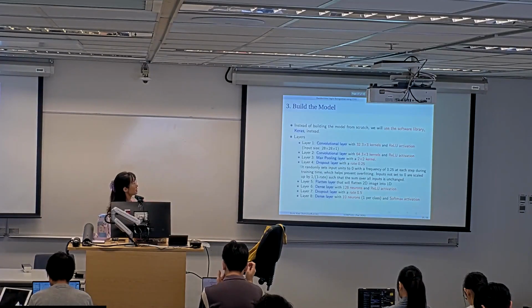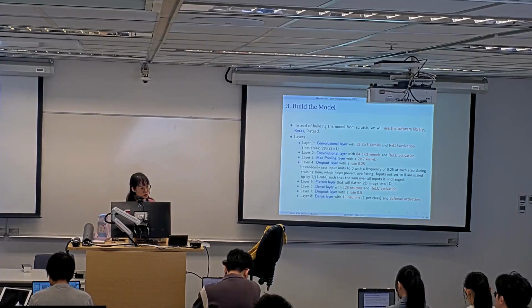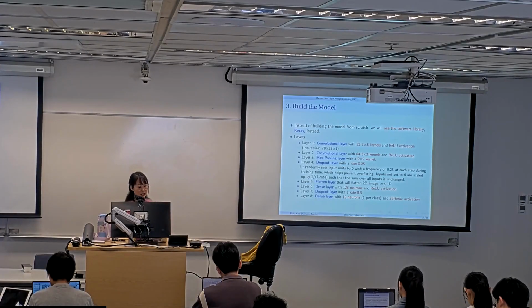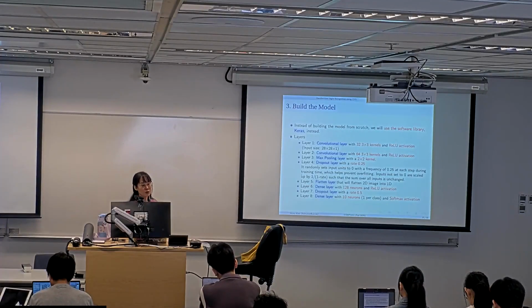All right, then next step, we build our CNN model. Of course, we can't build the CNN from scratch. We have to use some library. So here again, we consider the HKUST. Here is how we design our models. In total, we will have 8 layers, except for the input layer.